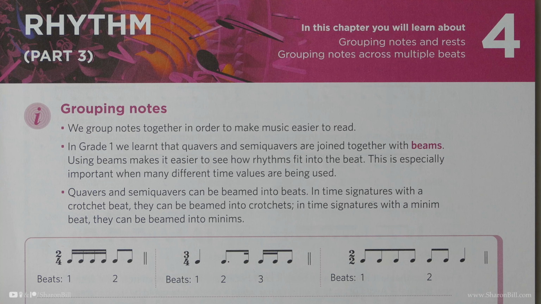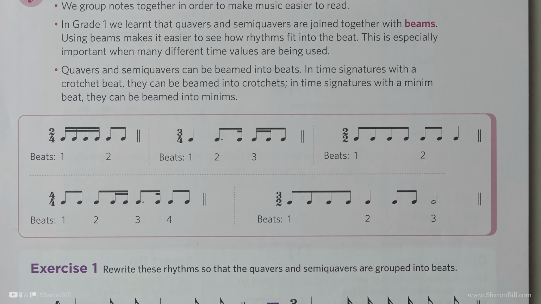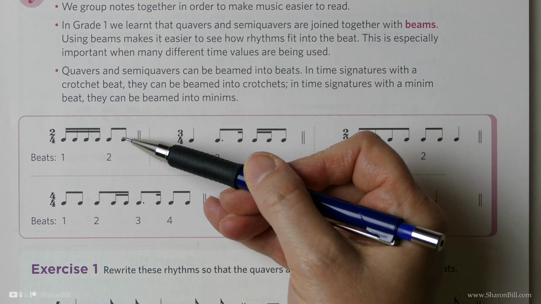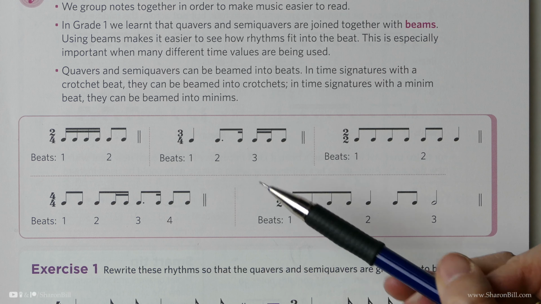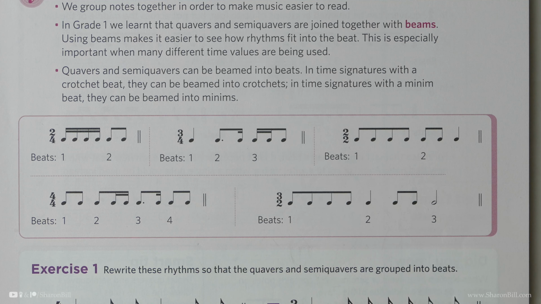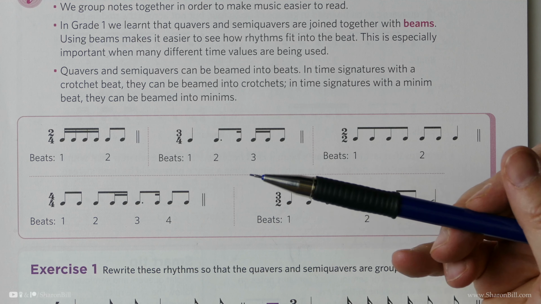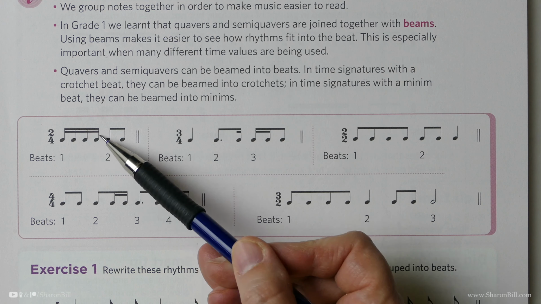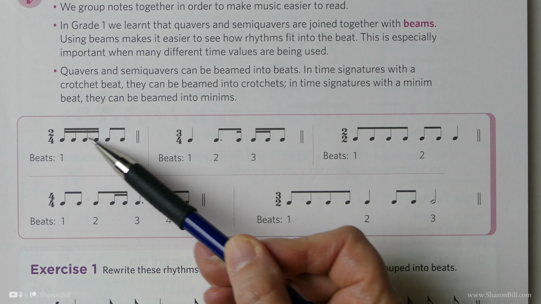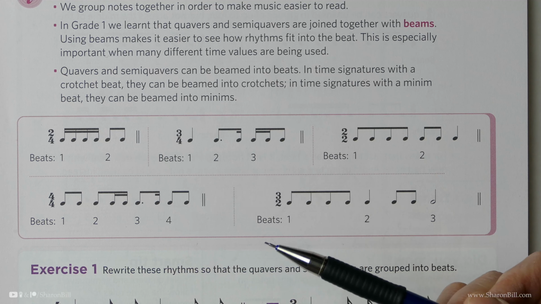We move on now to page 19 of the Grade 2 Discovering Music Theory workbook. We move on to part 3 of Rhythm, which is chapter 4 in the workbook. And we move on to the topic of grouping notes together, where we beam together semiquavers or quavers, or a combination of both, or dotted quavers and semiquavers and so on. And generally speaking, the rule is that each new beat must be reflected in a new group of notes. So we beam to show where each new beat falls.